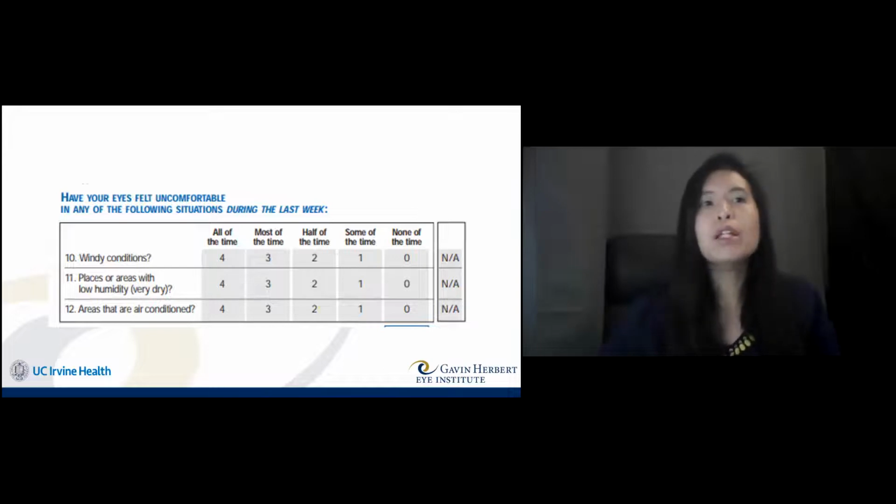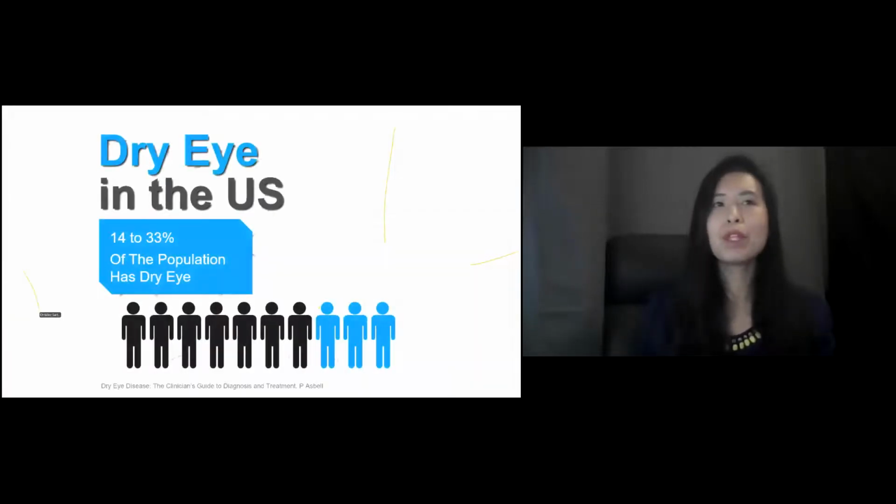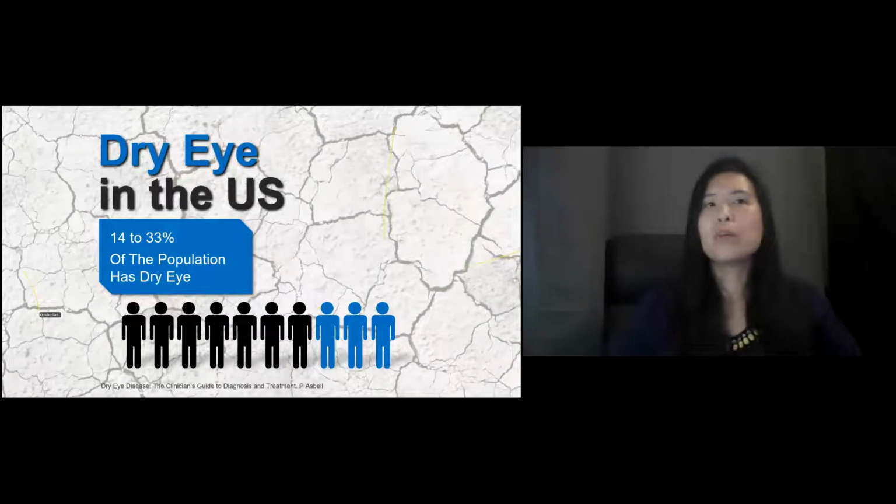Okay, so at this point you should have 12 answers, and if you pick not applicable, that's fine, but go ahead and calculate the sum of all those 12 answers that you put, and there's no rush. I'm going to give you a little bit of time to do that, but we're going to come back to this. Okay, so we are talking about dry eye today.